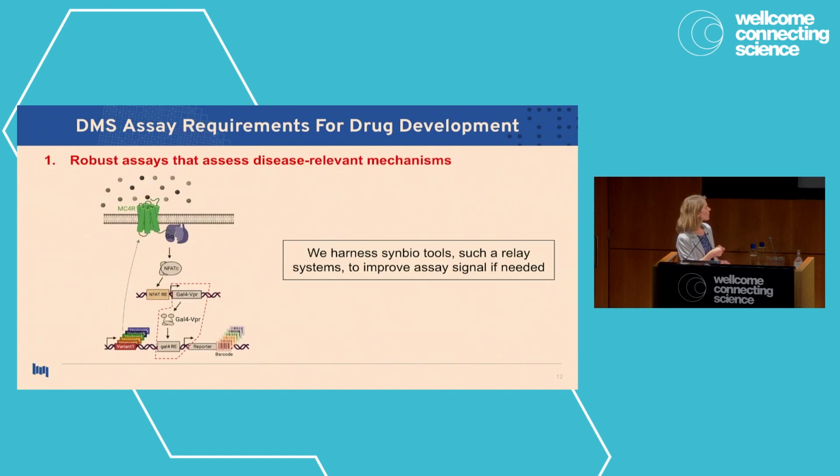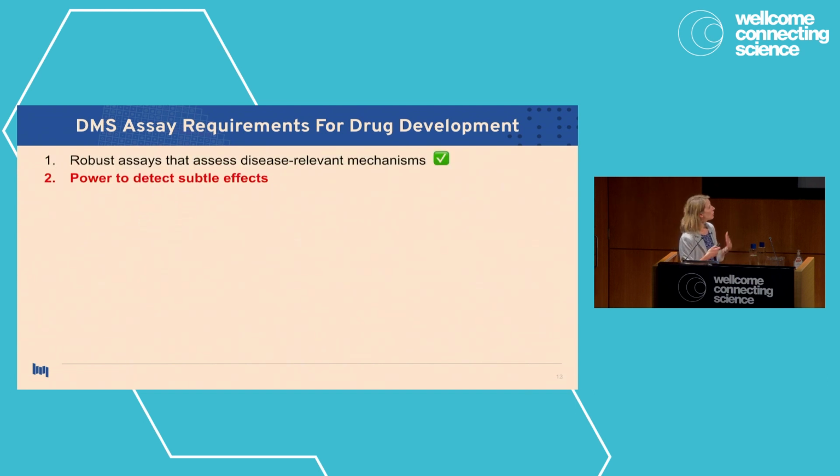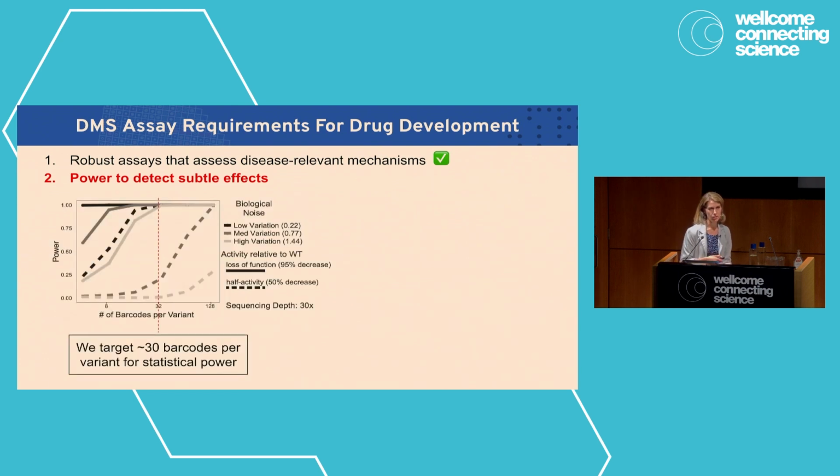So this is something that we had to use to actually develop a good GQ assay. We were able to develop two assays for this particular protein. Now we need to know that we have the power to detect subtle effects. And so we put a lot of thought into modeling the power, or the number of barcodes that we would need in order to detect variant effects of different sizes under different potential conditions.